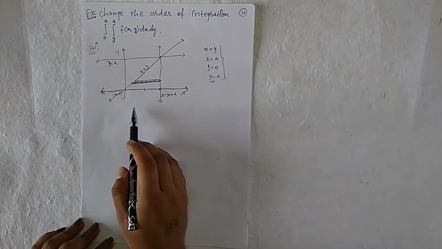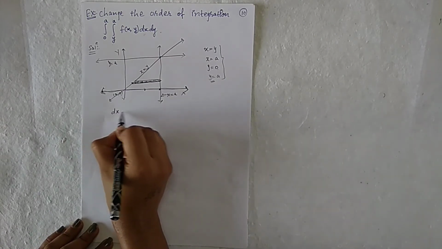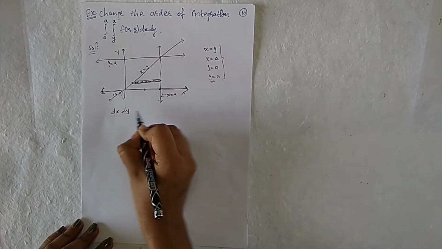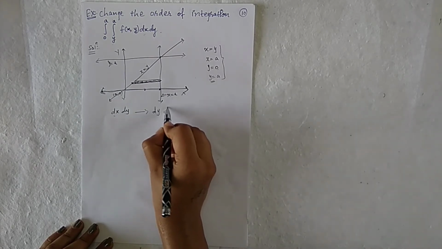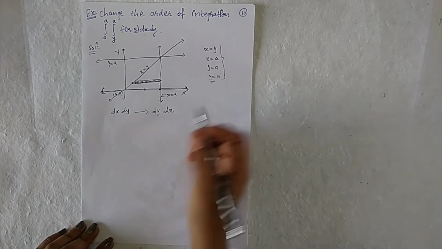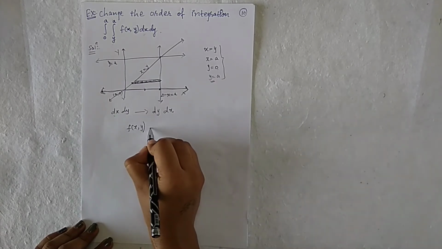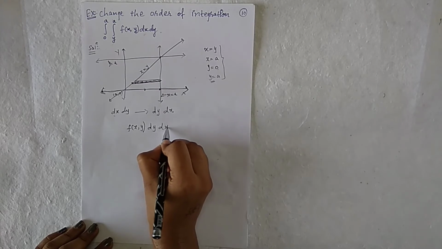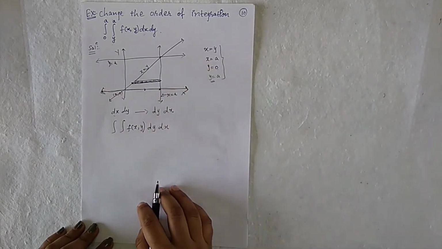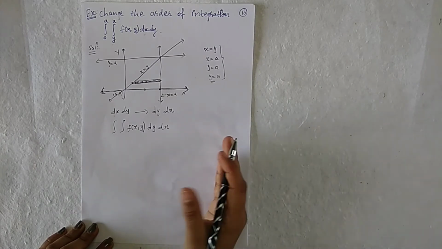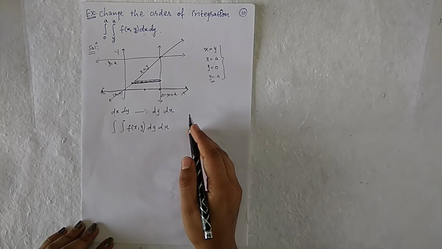Now we are changing the order of integration. Here we have been given dx dy and we want to change to dy dx. So for that, f of x y dy dx. In this example, the most important part is what? To describe the limit. How to determine the limit.